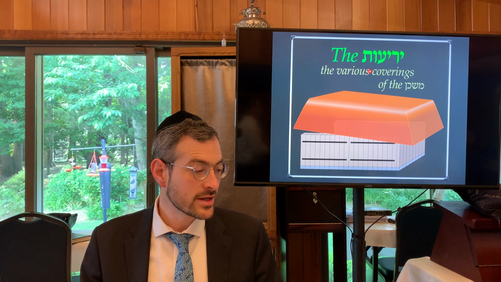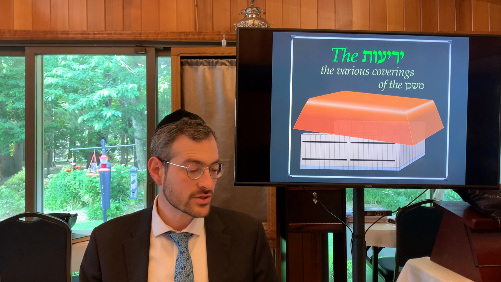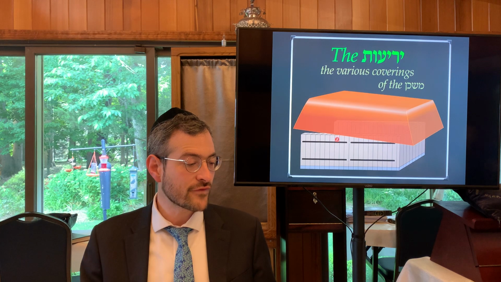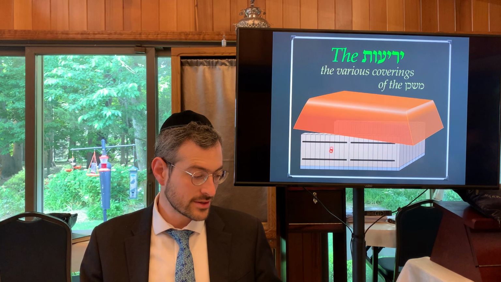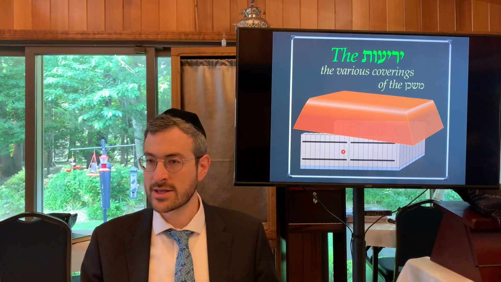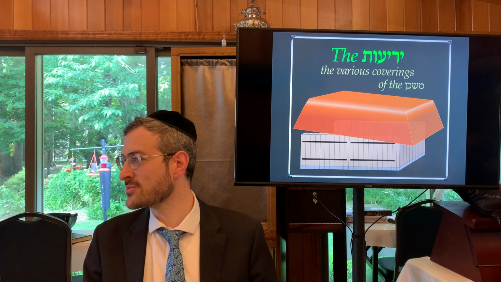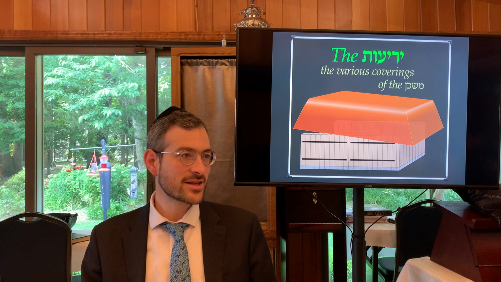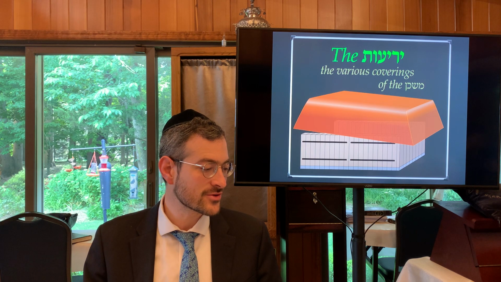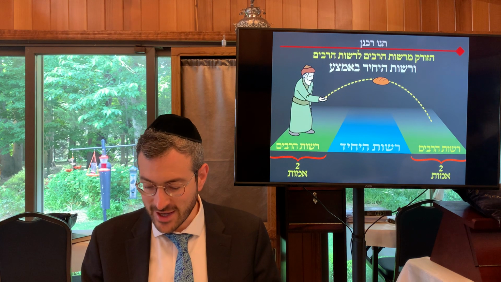Additionally, then the Yeriyos, which were the various coverings of the Mishkan, we're going to see how exactly they fell and how they laid and draped over the sides, depending on how the Krashim were structured. We're going to see that there are going to be different dimensions according to the different opinions. So we begin the current daf.